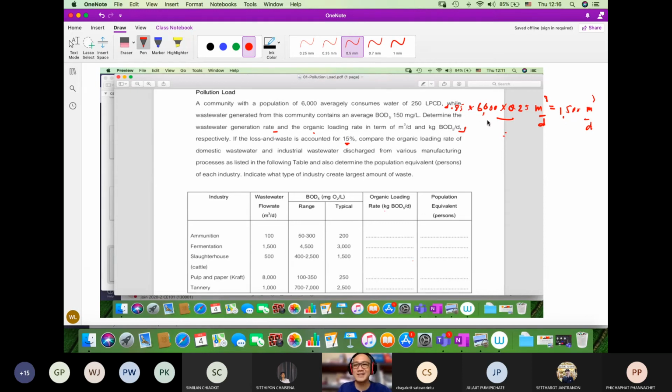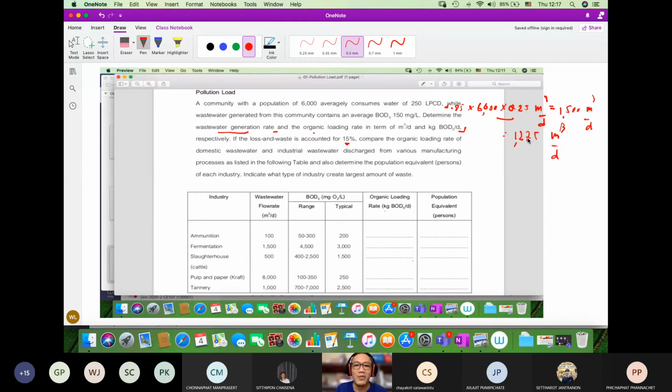1,500 into 0.85, so this is the answer to the first question, the wastewater generation rate. 0.85 into 1,500. So what would be the value? 1,275.